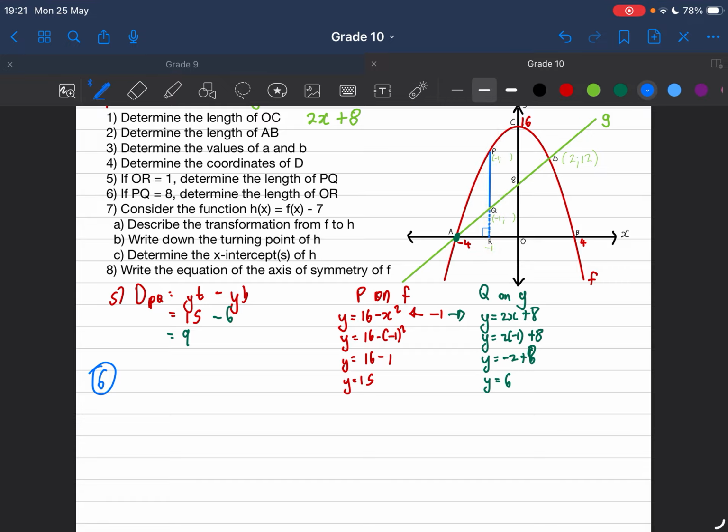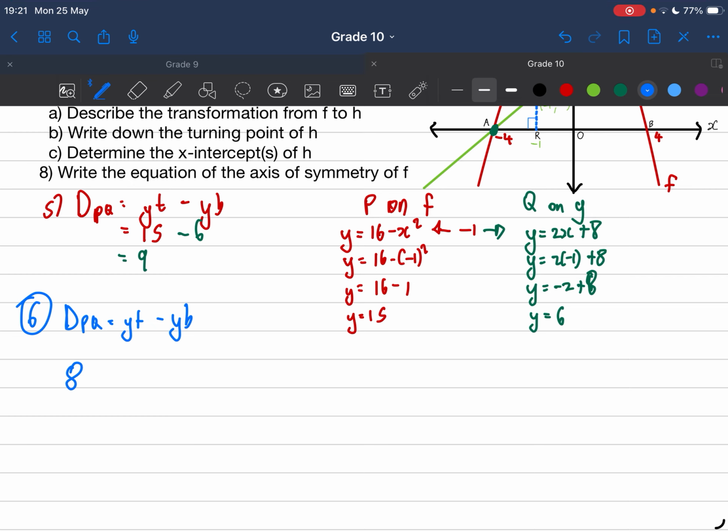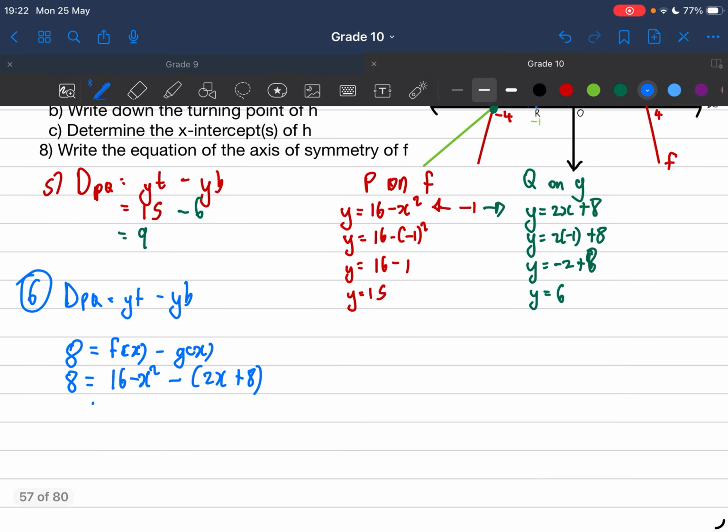So we're going to start the same way. The distance between PQ is equal to y top minus y bottom. But in this case, they're saying that the distance is equal to 8. And y top is our f of x. It's the parabola, and y bottom is our g of x. So if you say 8 equals to, the parabola is 16 minus x squared, and the g of x is 2x plus 8. So now we're basically working from here. So 8 is equal to 16 minus x squared minus 2x minus 8.